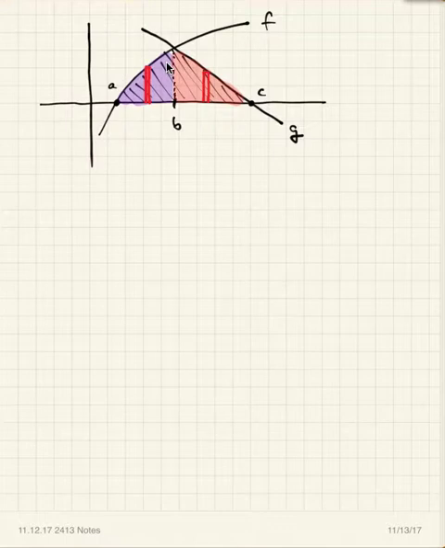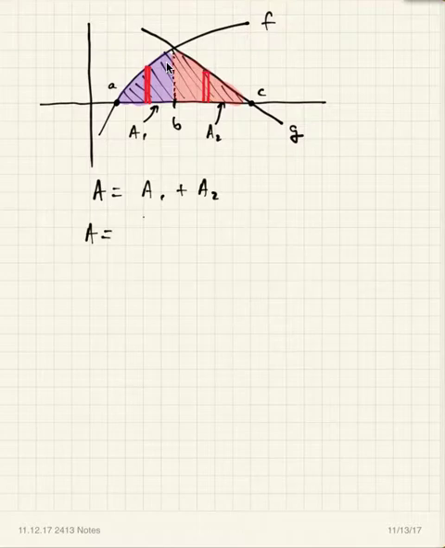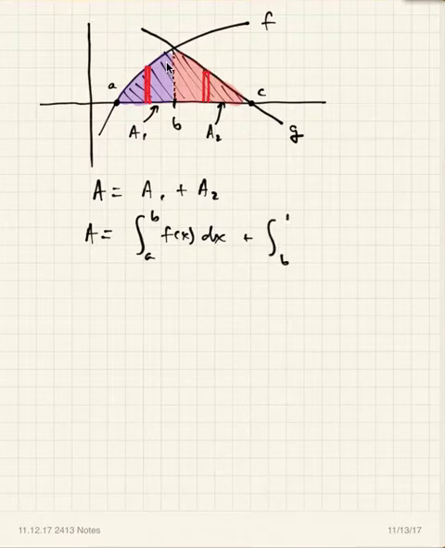So what do you have here? The total area, A, would be A1, which is the area of this purple region, plus A2, which would be the area of this pink region right here. So you'd have A1 plus A2. And how would you write those as integrals? The first one would be the integral from a to b of f of x, because that would be the curve that bounds the approximating rectangle there, plus the integral from b to c, and then the curve that bounds the approximating rectangle is now g. And so you'd have to write it out as two integrals like that one right there.